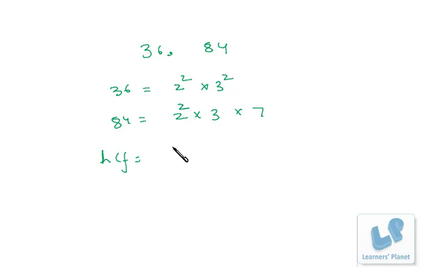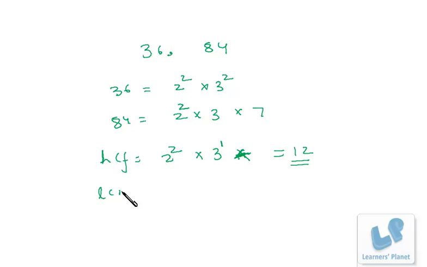Now for HCF, we have to take the least exponent of the common numbers. Now 2 square, 2 we have here and 2 we have here, and the least exponent of 2 is square. So it's 2 square. Then 3, here it is 3 and here it is 3 square. So 3 we have to take, but we have to take the least exponent. So that will be 3 raised to 1. Then 7 we have here, but 7 we don't have here. So we will not take any other number now, right? So it's not there. Now 2 square into 3, that is 4 into 3. HCF will be 12, right?